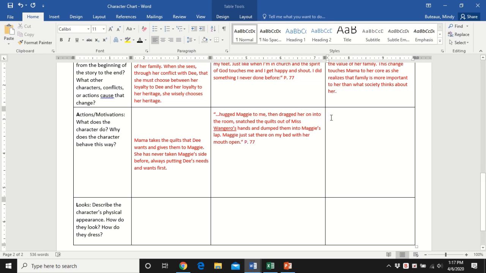Okay, why is this important? Because at the point, which we've already kind of talked about, but we're going to repeat ourselves, at the point that Mama had to make a choice, she chose to keep the legacy, which was the quilts and the ability to quilt in the family. Dee has clearly not seen her mom and Maggie in a while. Dee has kind of rejected where she came from. And so Mama's actions show that she's loyal to her family. So let's write that down. That's going to be our commentary.